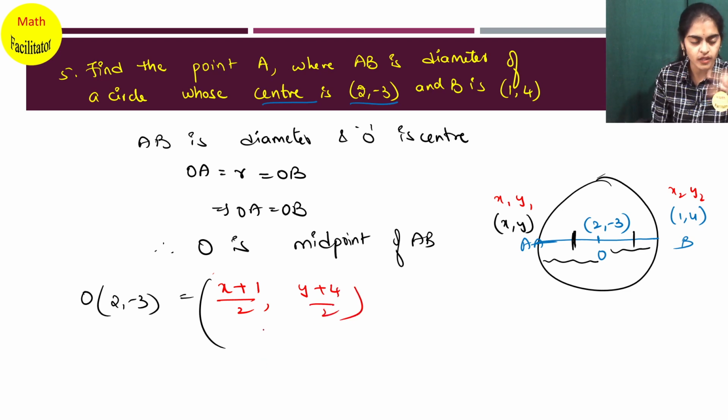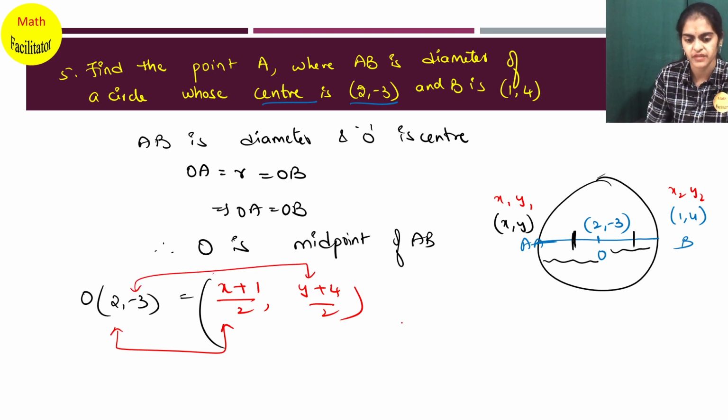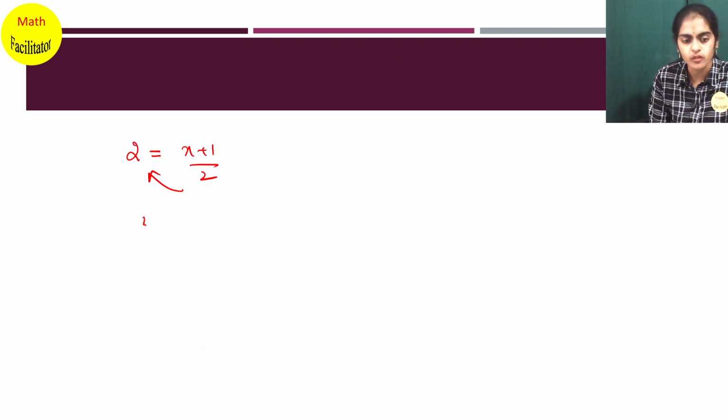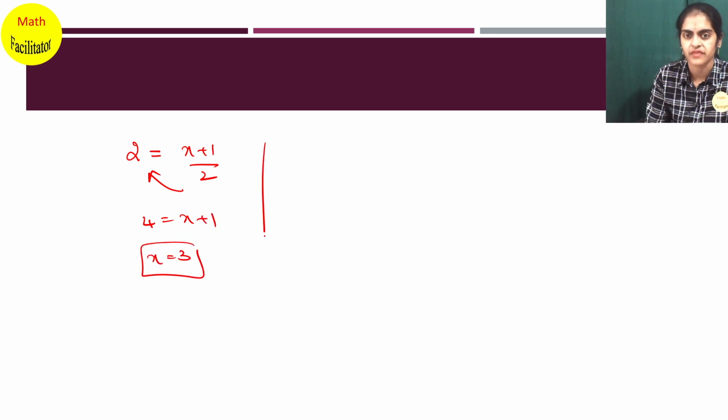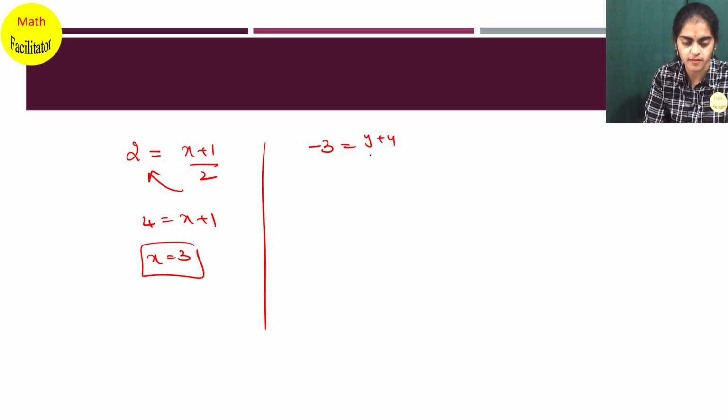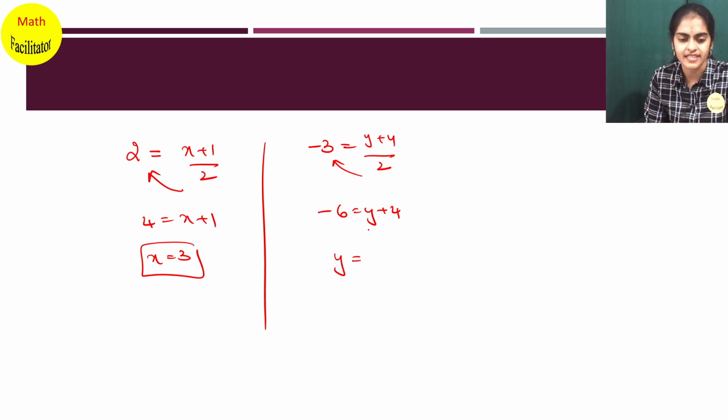Now the 2 points are equal. So what will you do? You will equate x coordinate to x coordinate, y coordinate to y coordinate. So let us do it here. The x coordinate: 2 equals (x plus 1) by 2. Now cross multiply, 2 into 2 you will get 4 equal to x plus 1, so x equals 3. Now again let us equate the y coordinates. On LHS it is minus 3 and on RHS it is (y plus 4) by 2. So cross multiply, minus 6 equals y plus 4, so the y value you will get as minus 6 minus 4, which is minus 10.